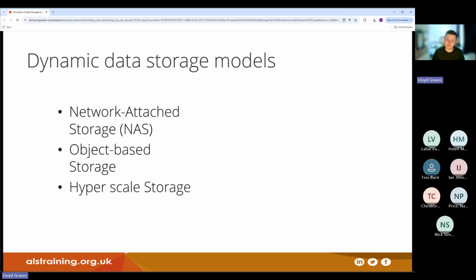That's what I see when I read the assignments from my own learners. Sometimes they get confused and try to write about it in a way that suggests that they're completely different things, like if it's object-based storage, it can't be hyperscale, but it can be both at once. So I just want to make sure I mention that so you can bear that in mind.